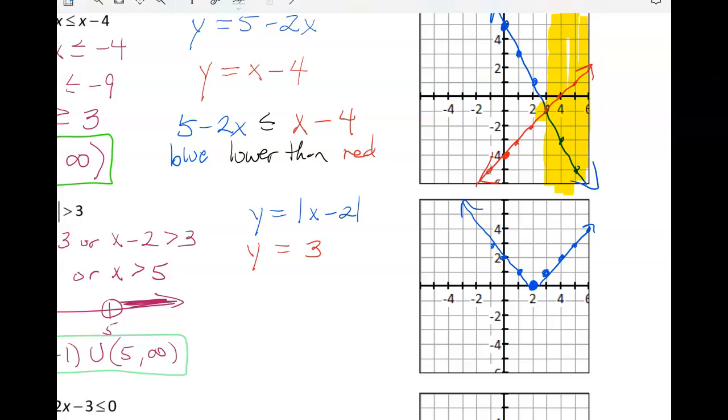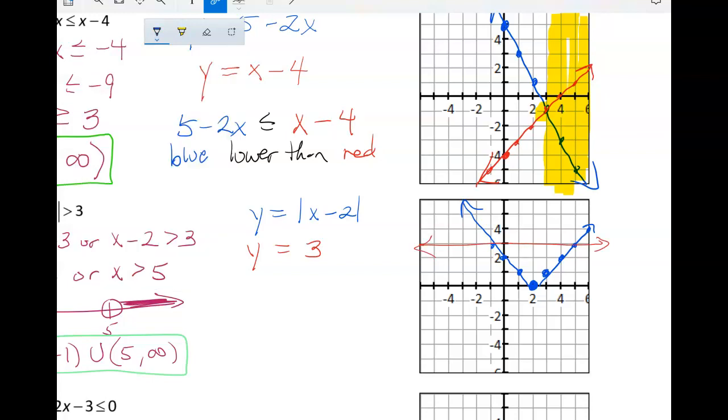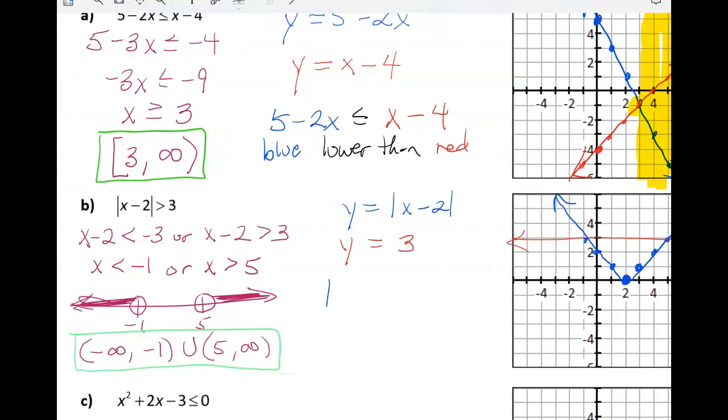All right, now let's concentrate on our red graph. Our red graph is y equals 3, which is a horizontal line. And now let's think about what we're looking for graphically from this. We take our original inequality. The original inequality states that the absolute value of x minus 2, which is our blue graph, is greater than 3, which is our red graph.